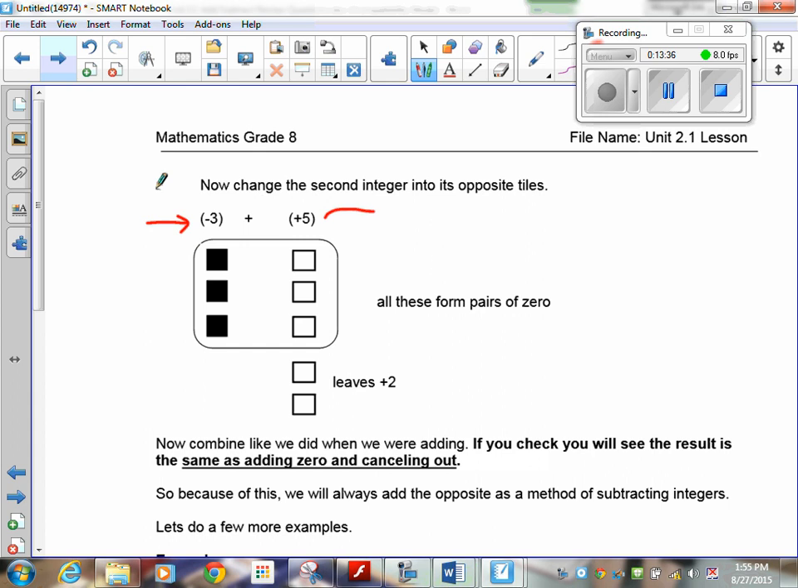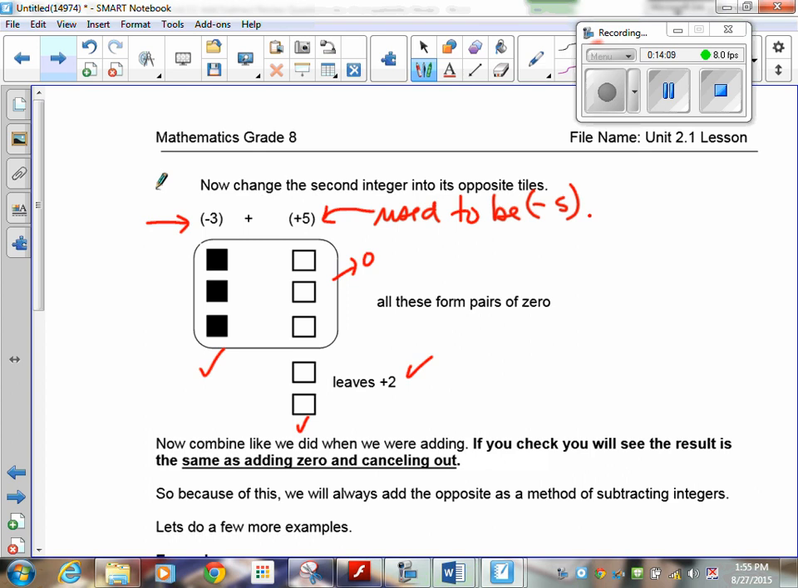Now remember, this used to be negative 5. Now you're asking me, well, why do I change it? Well, the reason you're changing it is we are going to prove that if you just add the opposite every single time, the question is always going to have the correct answer. Take a look at what happens here. Negative 3, can you draw it? Check. Can you draw a positive 5? Check. Can you cancel? Check. Answer, negative 2. But that's addition.